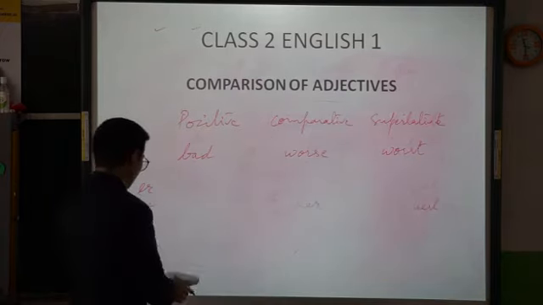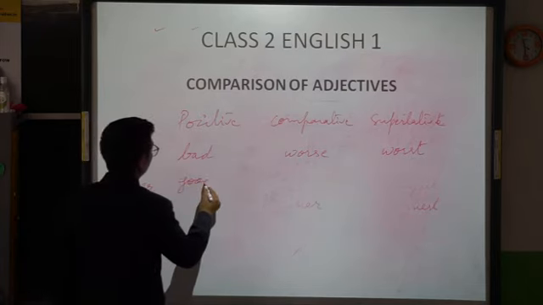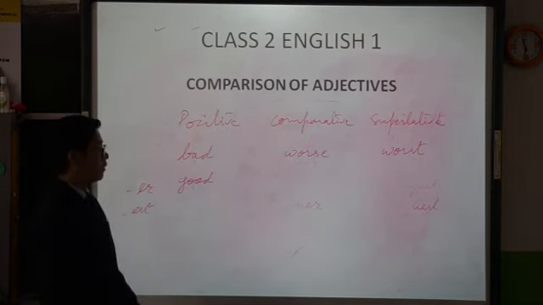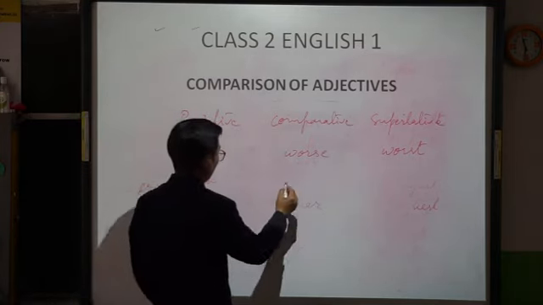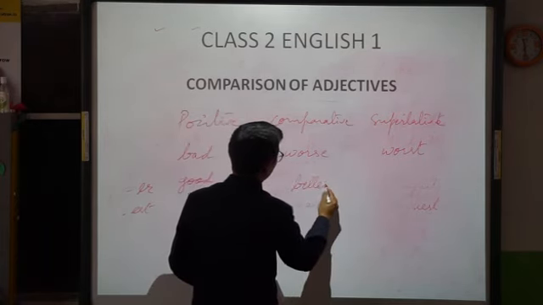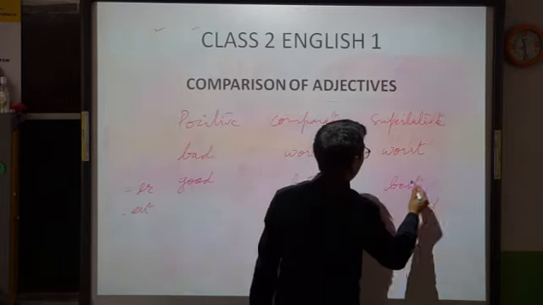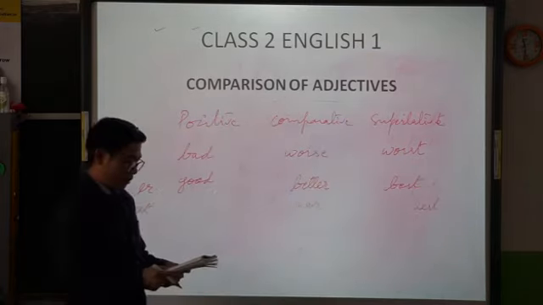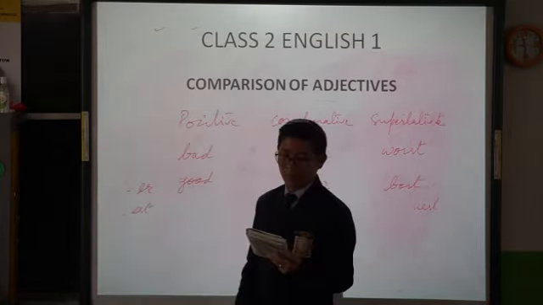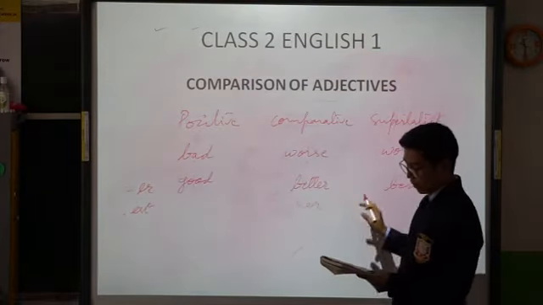Alright, so please see this. One more example is good. We don't add er and est, it is completely different. So good, better in comparative, and superlative will be best. So this is what it means. Comparative and superlative, these forms are completely different from their positive. Alright.